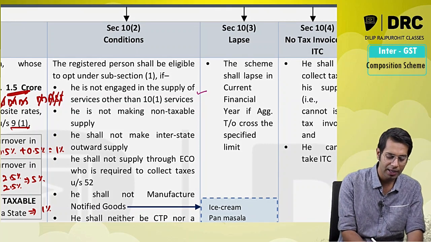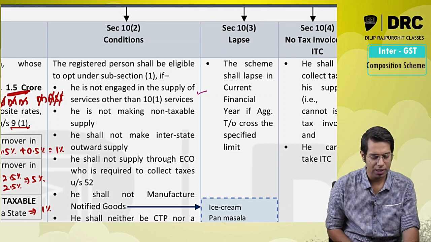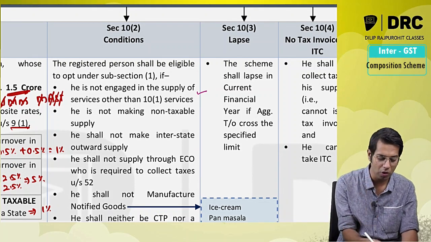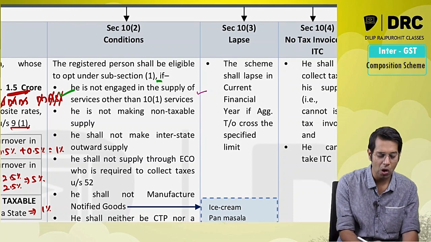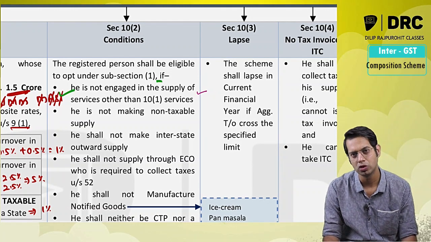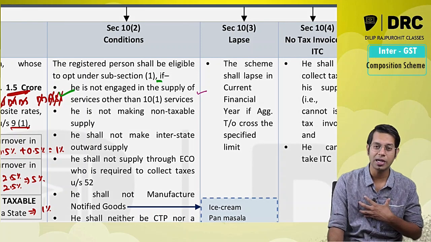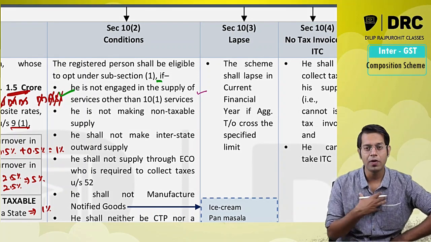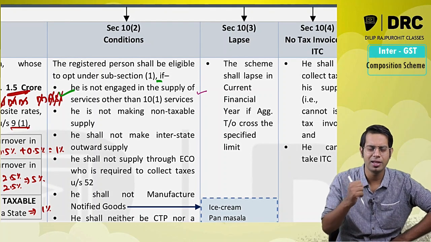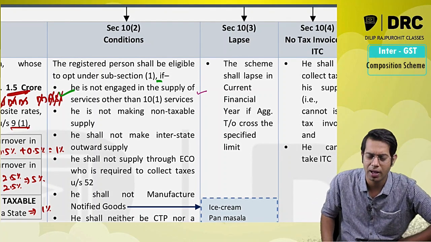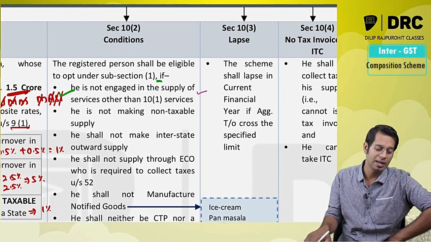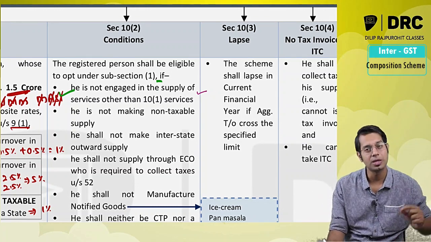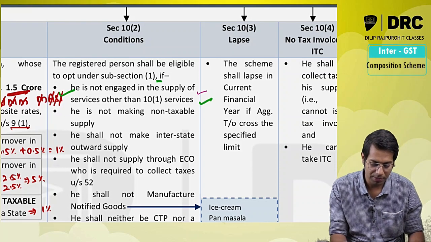Point number 1, a registered person will be eligible to become a composition dealer if he is not engaged in supply of services other than those mentioned in 10(1). So if I am a chartered accountant, can I become a composition dealer as per section 10 subsection 1? No. If I am, say, a hair artist, I am having a beauty salon, then can I become a composition dealer? Answer is no, I cannot become a composition dealer because I am supplying only services.